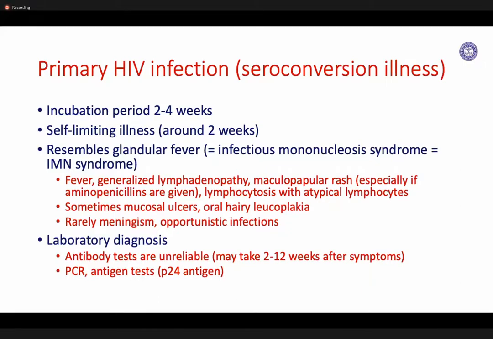The laboratory diagnosis of HIV in this stage: the antibody tests are unreliable because antibodies may take anything from 2 to 12 weeks after onset of symptoms to develop. So if you are suspecting HIV in this stage, you must do the PCR or the antigen test, the P24 antigen test.